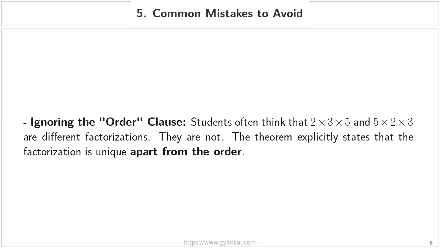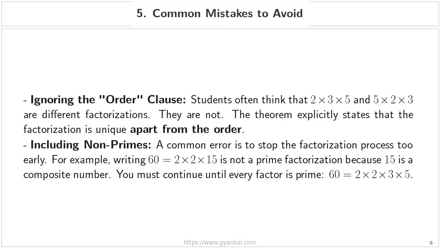As long as the set of prime numbers is the same, the order in which you list them does not matter. Second, watch out for including non-primes in your final answer. A very common error is stopping the factorization process too early. For instance, if you write 60 equals 2 times 2 times 15, you haven't actually finished the job. Why? Because 15 is still a composite number. To satisfy the theorem, you must continue breaking it down until every single factor is prime. So, the correct, complete version would be 60 equals 2 times 2 times 3 times 5.